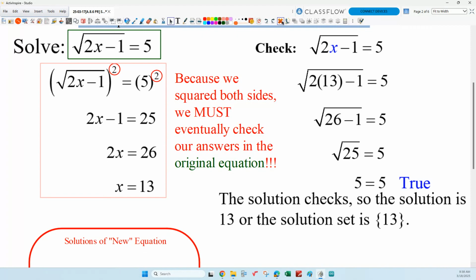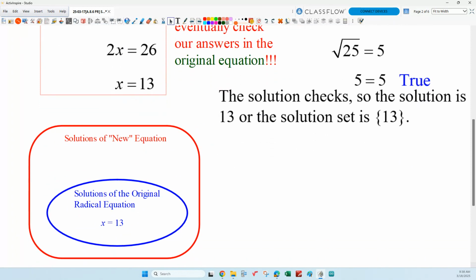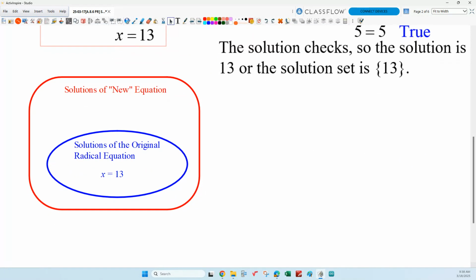So we can't just assume that's correct, though. We have to plug that into the original equation and see what we get. So if we go back to the original radical equation and I plug in 13 for x, that gives me 2 times 13 minus 1, which is 25, under the radical. Is the square root of 25 equal to 5? Yeah, it is. So it worked. In this case, 13 is a valid solution. So 13 falls inside that blue set of solutions to our original equation.